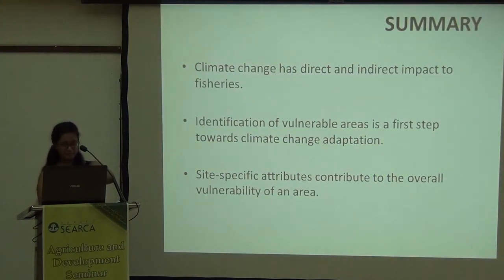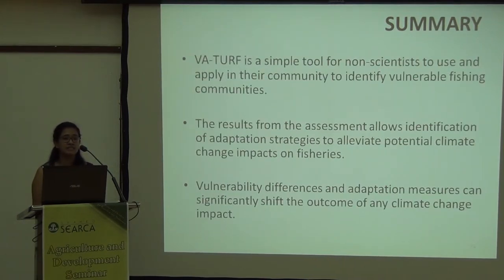So, to summarize, climate change has direct and indirect impacts on fisheries, and the identification of vulnerable areas is just the first step towards climate change adaptation. We observe that site-specific attributes contribute to the overall vulnerability of the area. VATER is a very simple tool dedicated for non-scientists to use and apply in their community to identify vulnerable fishing communities. The results from this assessment allow the identification of adaptation strategies to reduce potential climate change impact on fisheries. And lastly, vulnerability differences and adaptation measures can shape the outcome of any climate change.